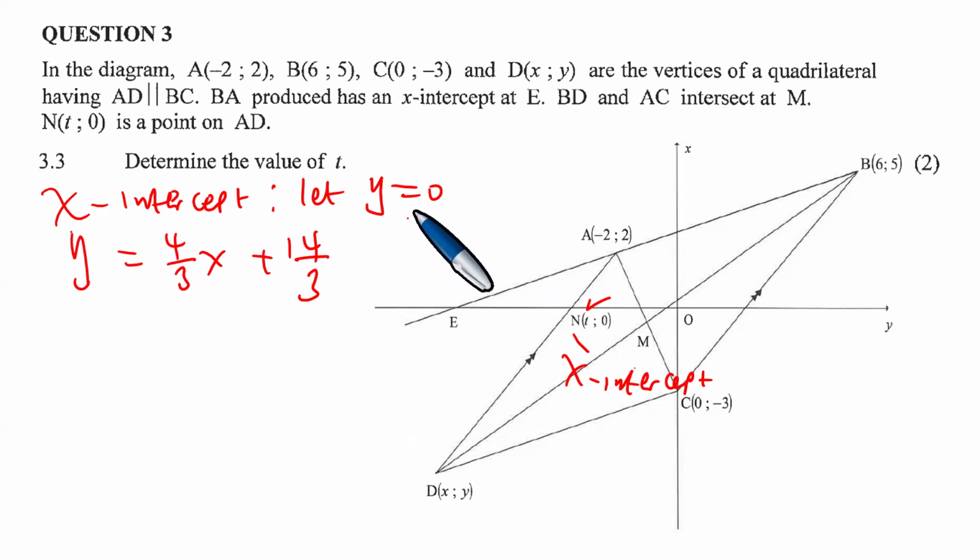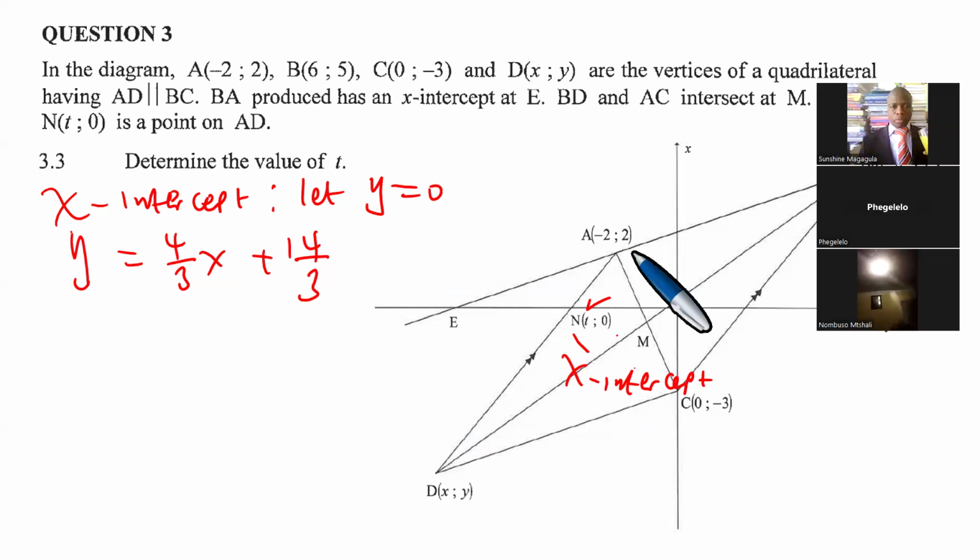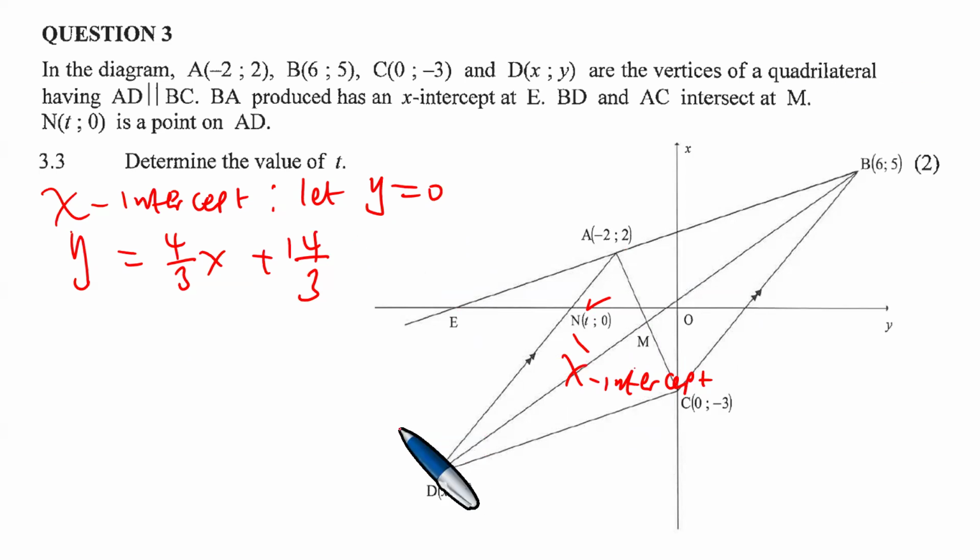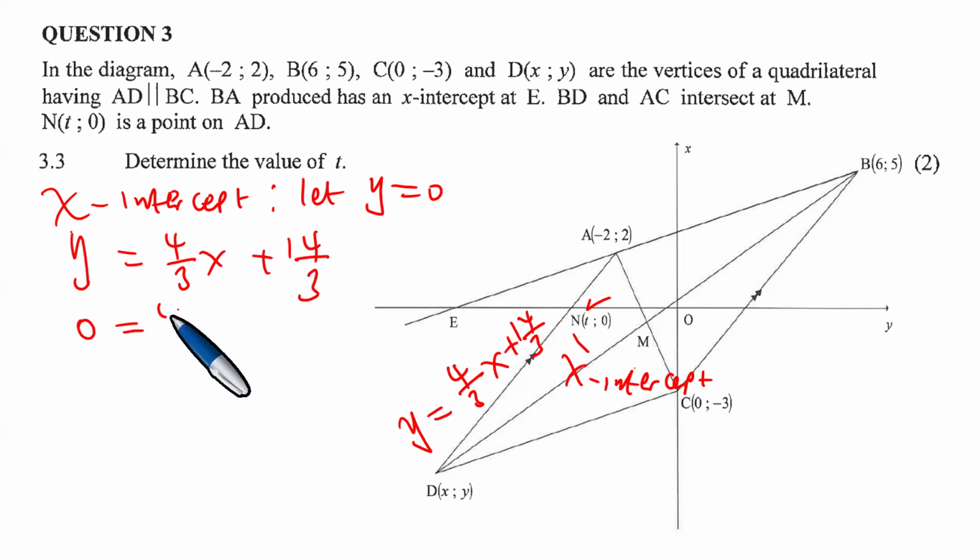If y equals 0, because we want to find the value of t, t is the x-coordinate of the point N, and therefore we let y be 0 in the equation of this line. What equation does the line AD have? It has the equation y equals 4/3 x plus 14/3. If y is 0 here, you have 0 equals 4/3 x plus 14/3. We multiply through by 3.